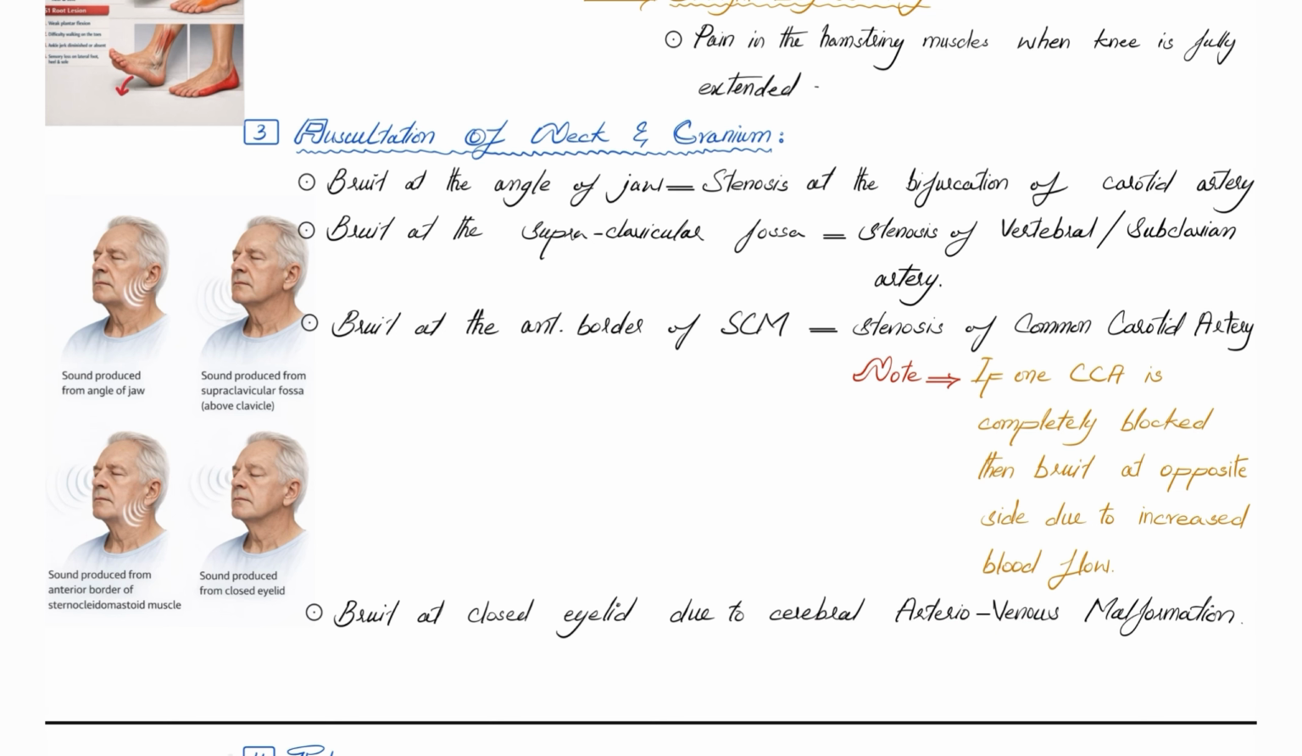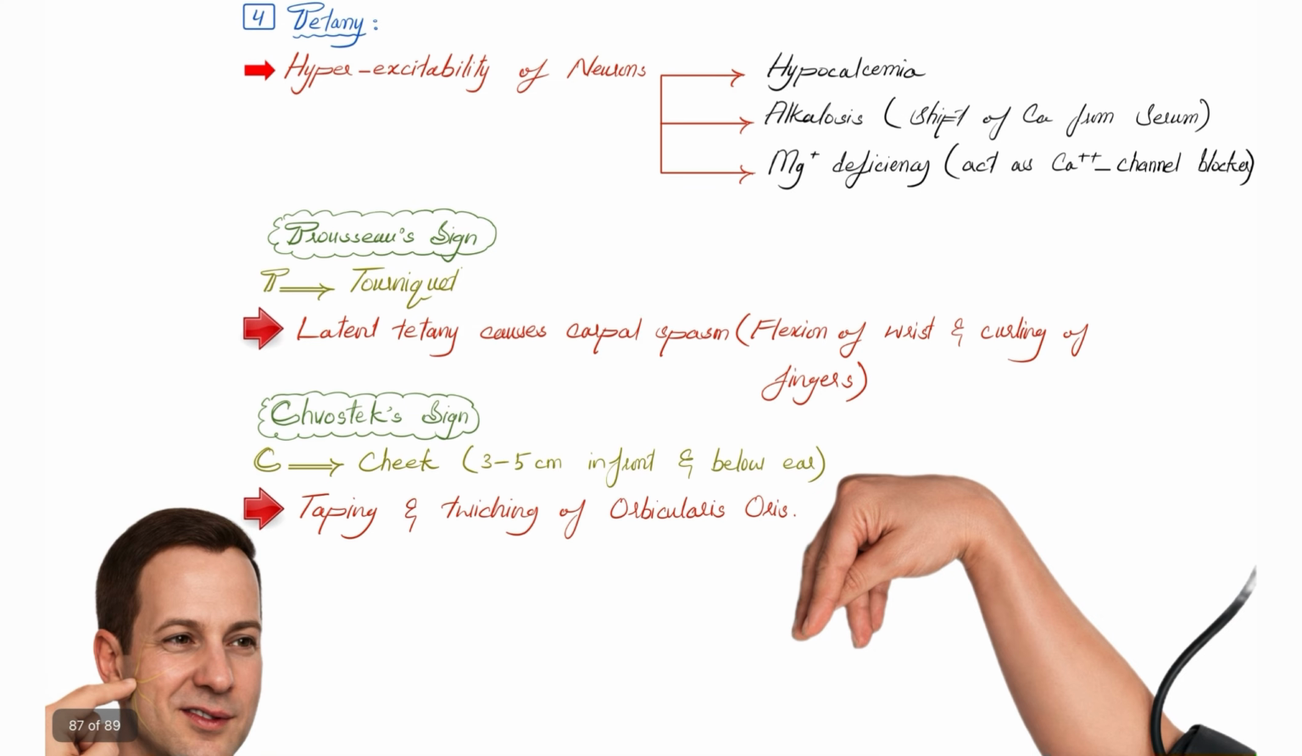Then you have to rule out tetany. Tetany is caused because of hyperexcitability of neurons, and the hyperexcitability of neurons is caused by hypocalcemia or alkalosis, because when there is alkalosis, there is a shift of calcium from serum to albumin, or magnesium deficiency, because magnesium acts as a calcium channel blocker. If the patient has hyperexcitability of neurons, then two signs may become positive. One is called Trousseau sign and the other is Chvostek sign.